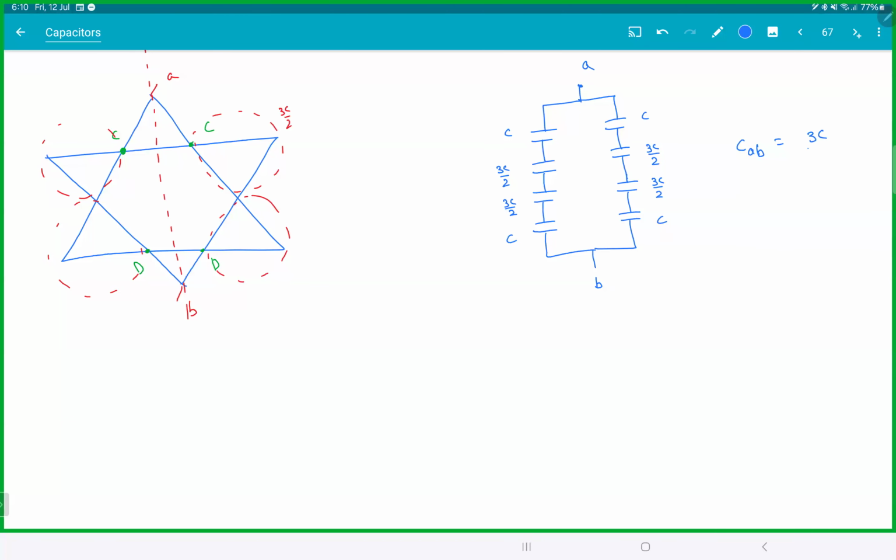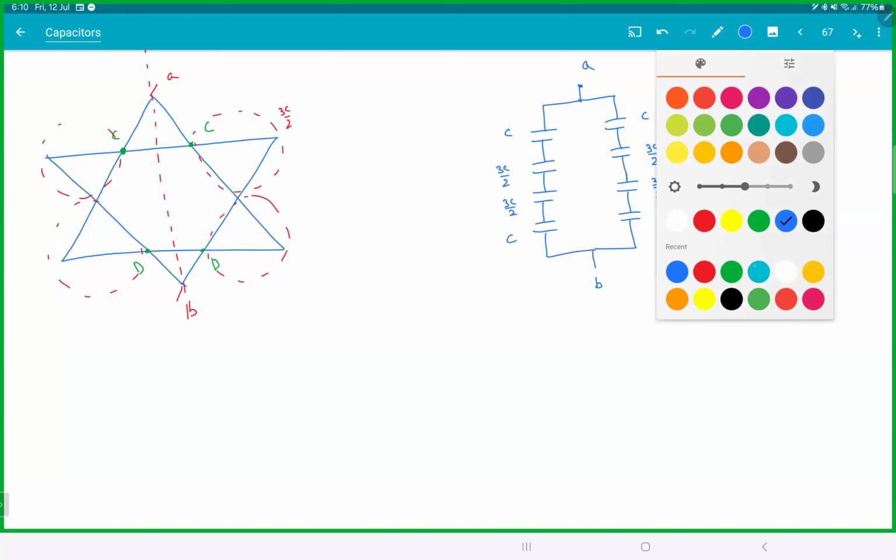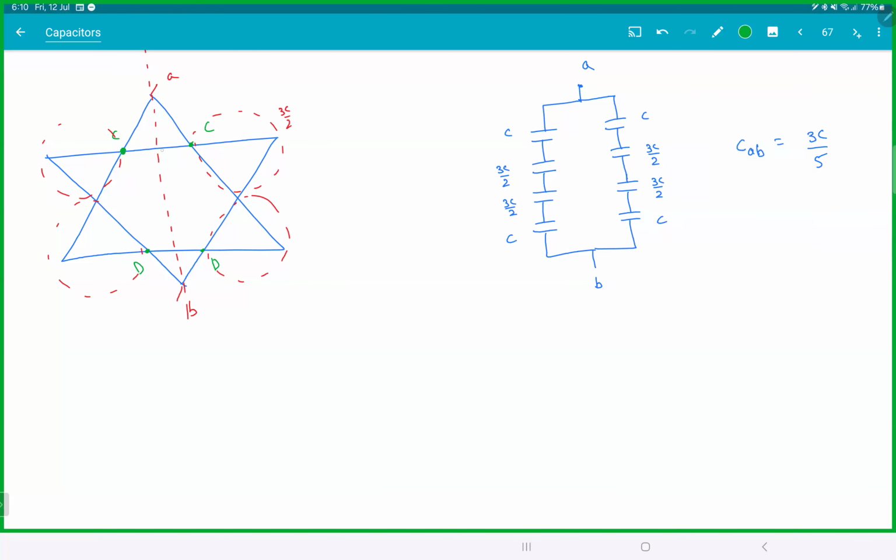Three C by 5. Clear? Any doubts on this? Please ask me. You can remove these two in the middle, this capacitor and this capacitor, they can be removed because the potential is same.